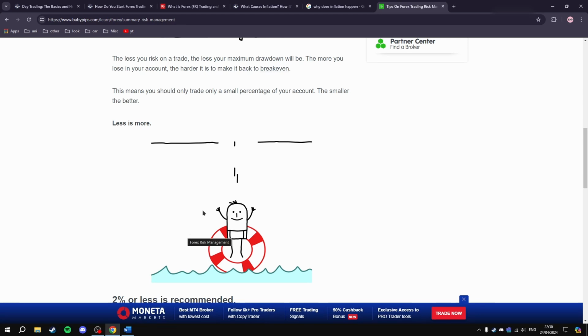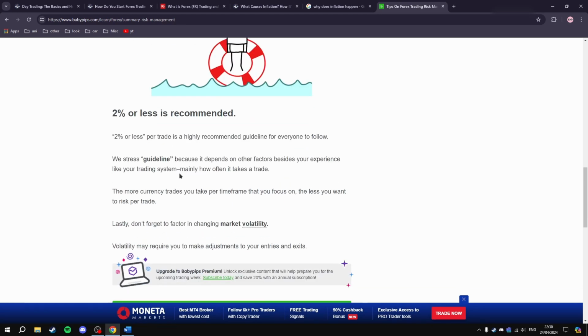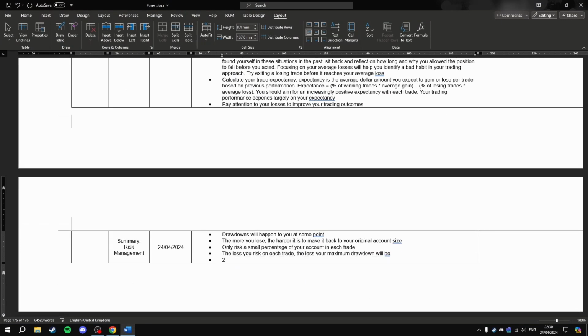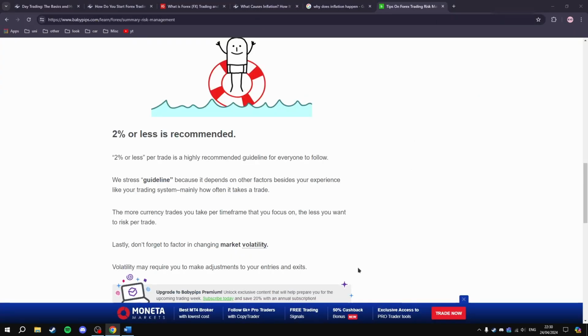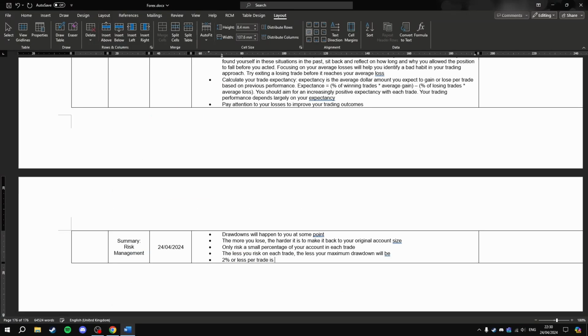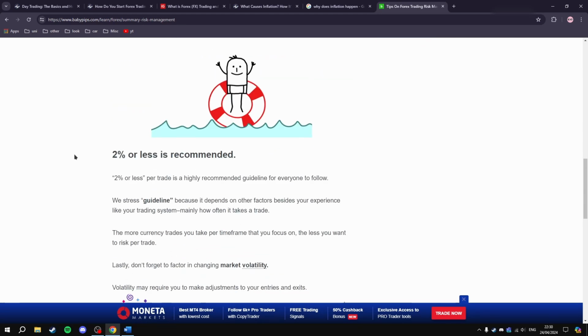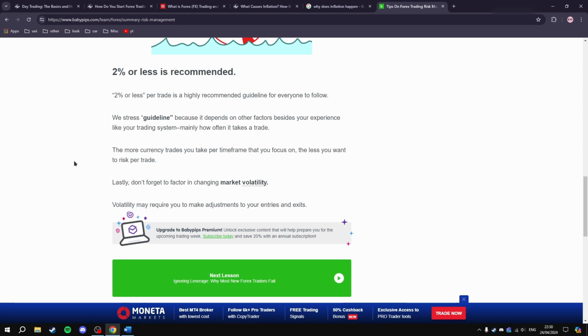This means you should only trade a small percentage of your account. The smaller the better. Less is more. 2% or less per trade is recommended. Yep, 2% or less per trade is a highly recommended guideline for everyone to follow.